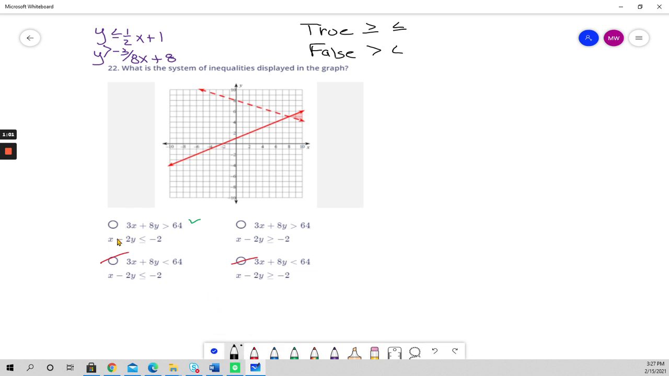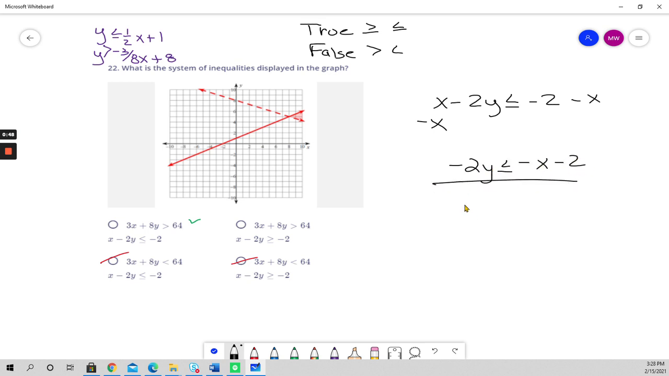I'm going to look at my second. So I'm going to say x minus 2y is less than or equal to negative 2. I'm going to subtract x from both sides. And I'm going to get negative 2y is less than or equal to negative x minus 2. I'm going to divide by negative 2. Remember, when I divide by a negative, I flip my sign. So this is going to say y is greater than or equal to 1/2 x plus 1. I need y is less than or equal to, which means this is the correct answer.